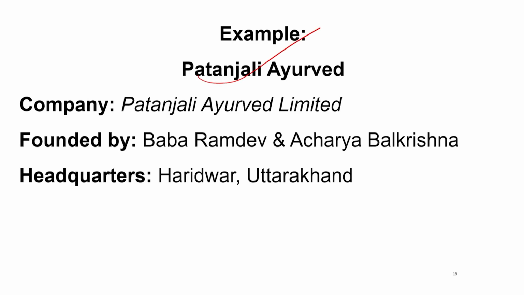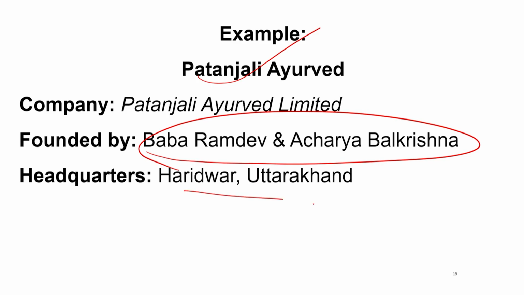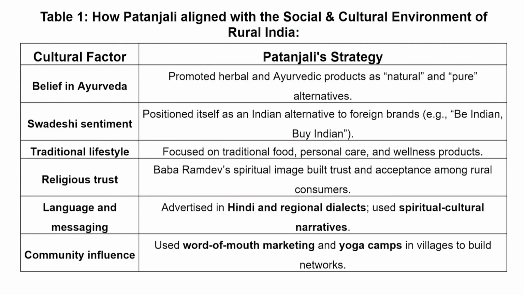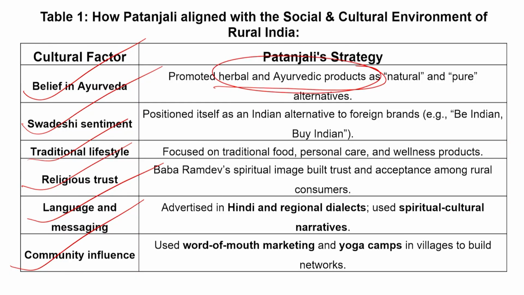Patanjali, I have given you as an example. It was founded by Baba Ramdev and Acharya Balkrishna in Haridwar, Uttarakhand. They believe in Ayurveda, Swadeshi sentiment, traditional lifestyle, religious trust, language and messaging, and community influence. They targeted the rural population. They worked on how they think and how they carry out work, and they portrayed those strategies. They promoted herbal and Ayurvedic products.